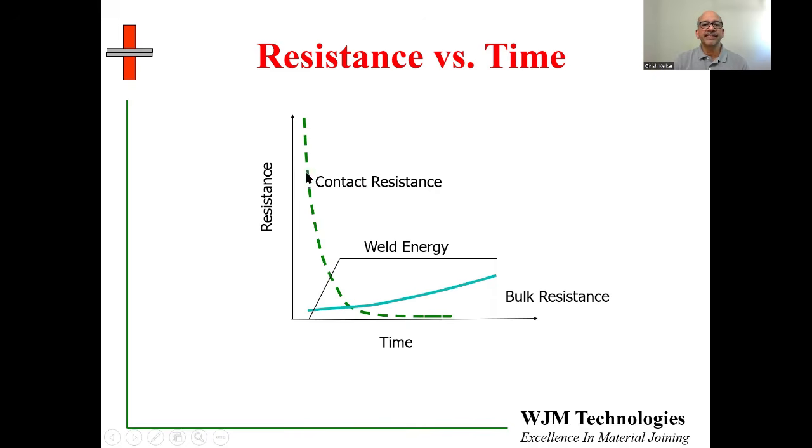Here we are again showing resistance on the vertical axis and time on the horizontal axis. We have the contact resistance shown by this dashed green line is very high in the beginning, and it comes down rapidly and at some point almost goes close to 0. On the other hand, the bulk resistance shown in this teal color starts low and slowly goes up towards the end of the weld. How can we make use of this dynamic change in resistance to benefit our expectation from the weld?